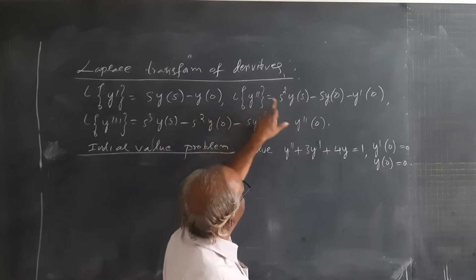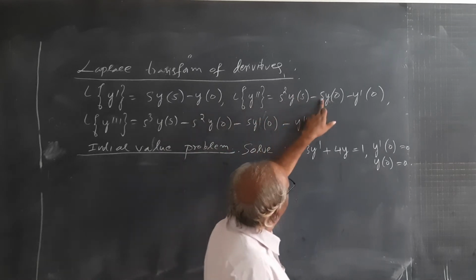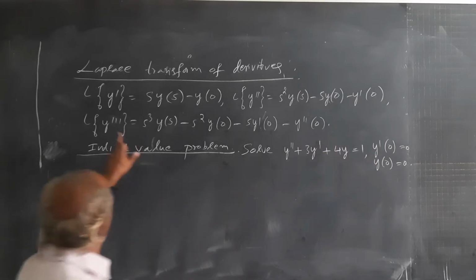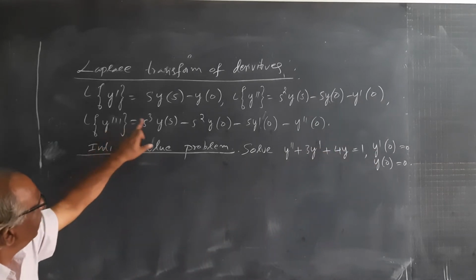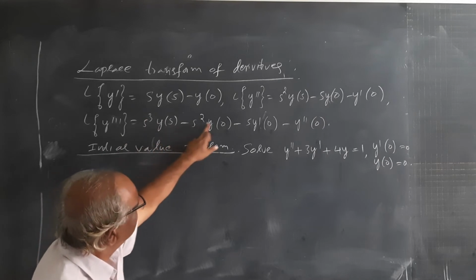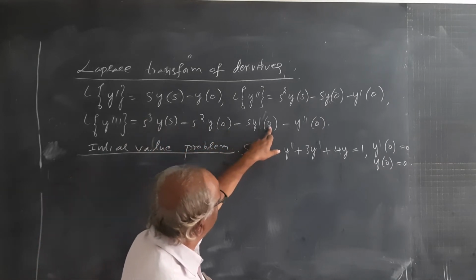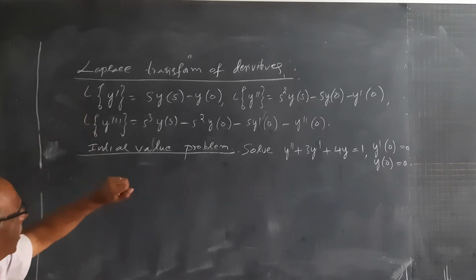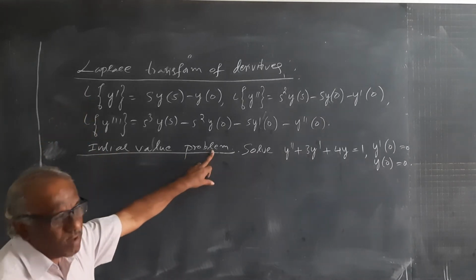L of y double dash means s squared into Y(s) minus s into y(0) minus y dash 0. Now L of y triple dash is defined as s cubed into Y(s) minus s squared into y(0) minus s into y dash 0 minus y double dash 0. Now using these formulas, I am trying to solve the initial value problem.